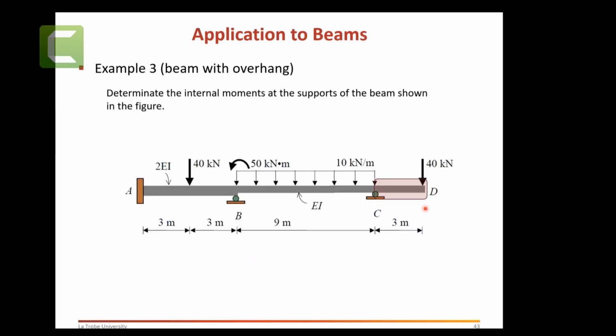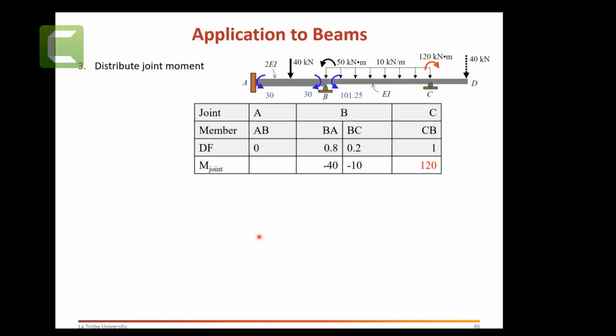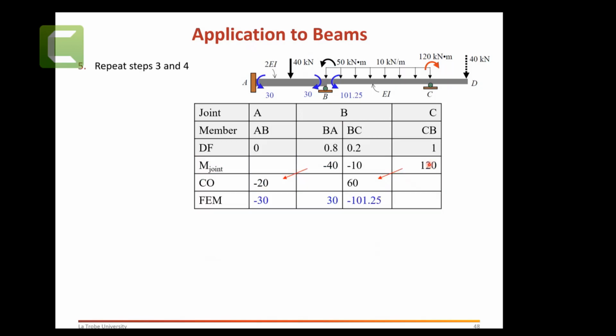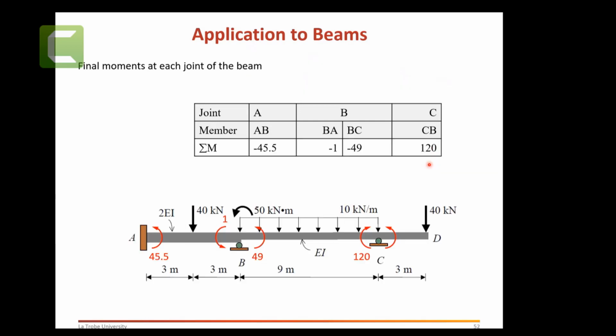Clockwise is positive. If you have a beam with overhang, you can change this one to the concentric moments, 40 times 3, 120 kilonewton meters. You can see we put 120 kilonewton meters, and the same procedure: stiffness, distribution factors, and fixed end moments. And joint moments, we can start. This one's 50, we can change it. 120, we change it here, and then carry over, fixed end moment, distributions, and then carry over, and so on.